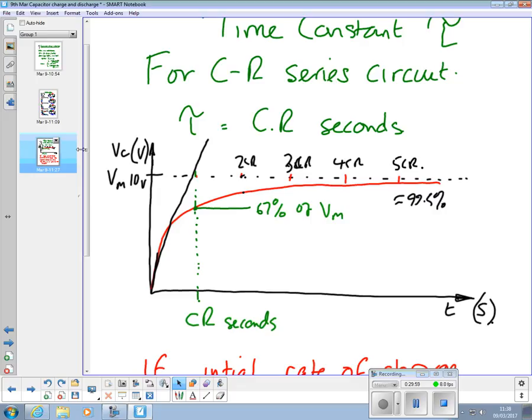That's how far it will move in the next step. So you'll add that on to your 6.7 volts, and so on. Every step it'll move 67% of the way between where it is and where it's heading. Okay?